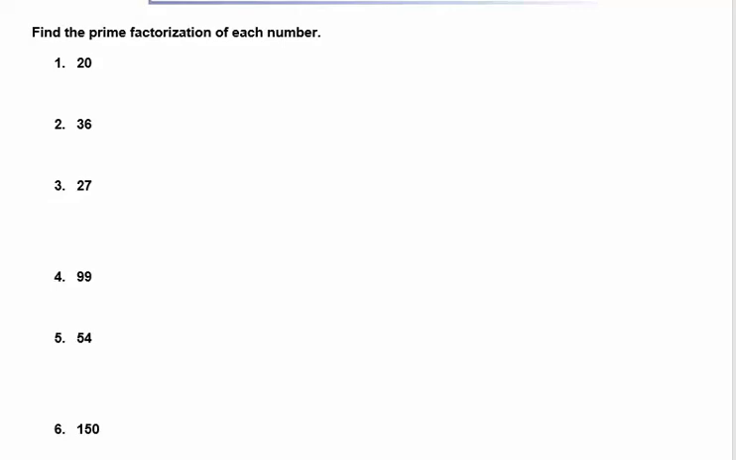Let's do number 2. So the way to do the factor trees is first you write the number at the top, and then underneath it you put this little branch, and then you think to yourself, what times what equals 36? Now there are lots of factors of 36. We could do 3 times 12. We could do 4 times 9. Or there's 2 times 18. You just have to pick one. So I'll do 3 times 12.